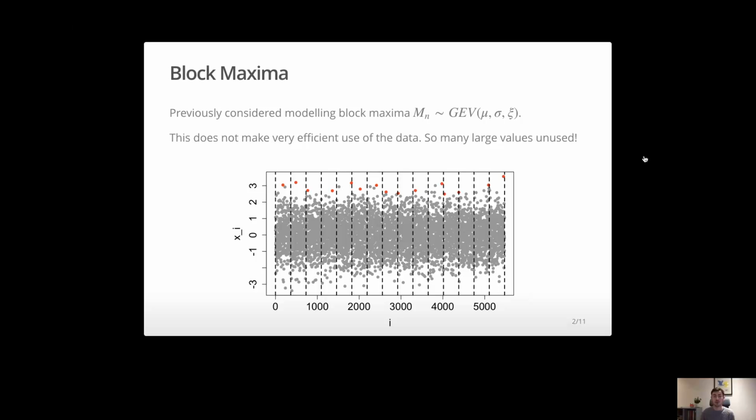One problem with this approach to modelling is that it doesn't make very efficient use of the available data. In this plot, I've simulated 10 years' worth of daily observations, and the vertical lines show the separation between years, and the points in red are the annual maxima, which are the only points that we're including in our analysis. That means every year we use one of 365 available observations. There's so many large observations here that could be telling us about the tail of the distribution that we just aren't using.